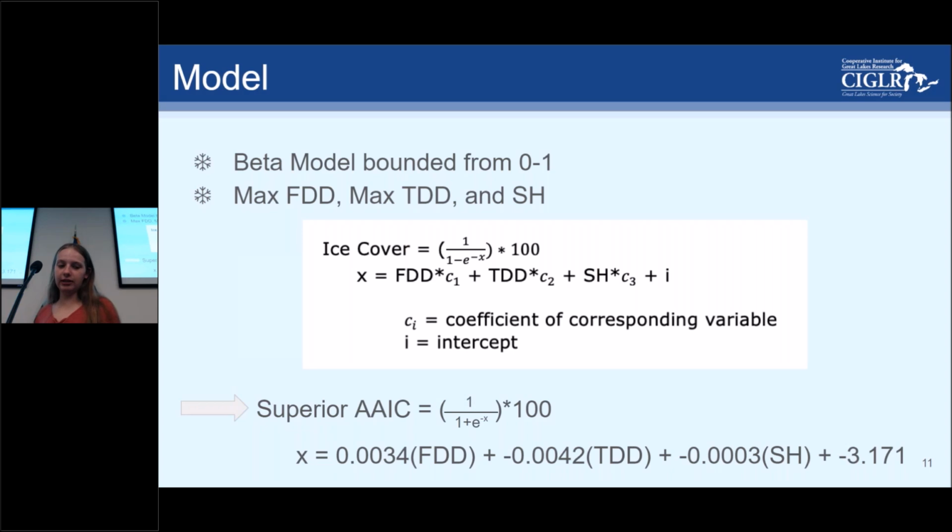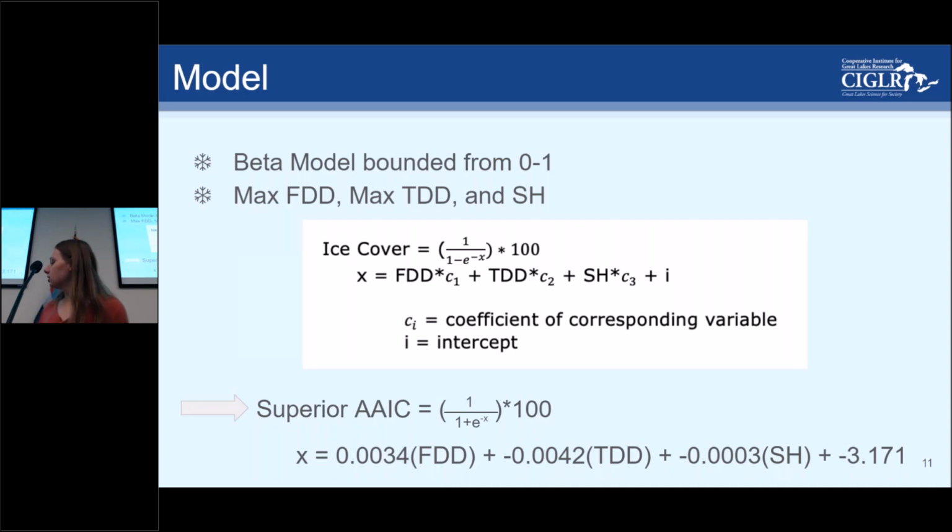First, we began with a linear regression model, but that went negative, and ice cover cannot go negative, so we couldn't use that one. So we used the beta model, which is bounded from 0 to 1. So ice cover, since it's a percentage, it works perfect for this. Different variable combinations were put into this model to find that max freezing degree day, max thawing degree day, and summer heat was the best one. We also did this individually for each variable, and it was also found that max freezing degree days by itself was also comparable to this.